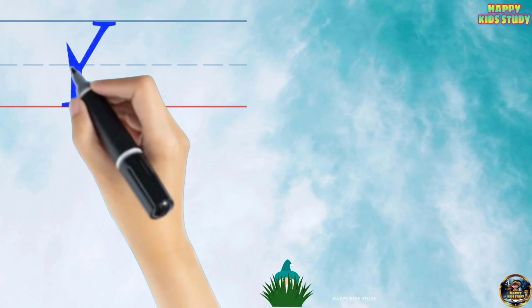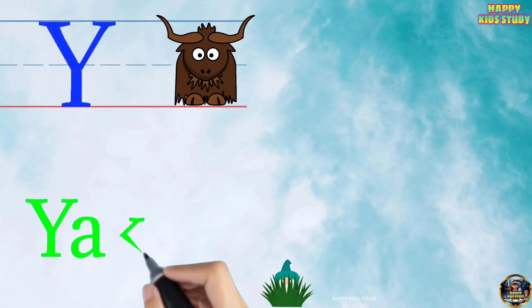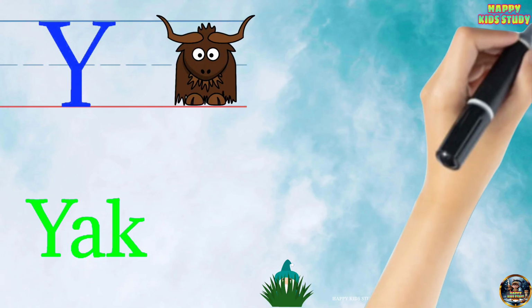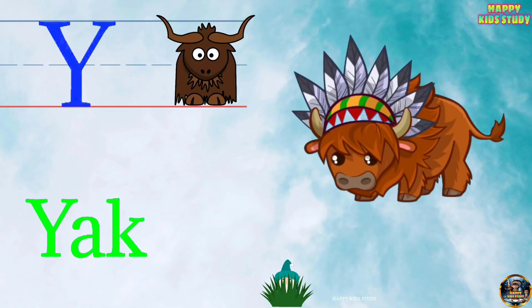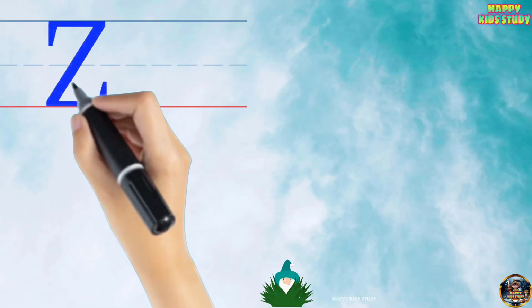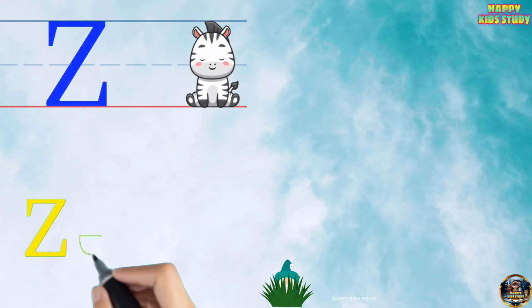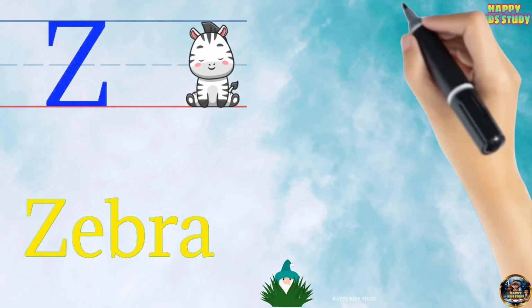Y. Y for yak. Yak means yak. Z. Z for zebra. Zebra means zebra.